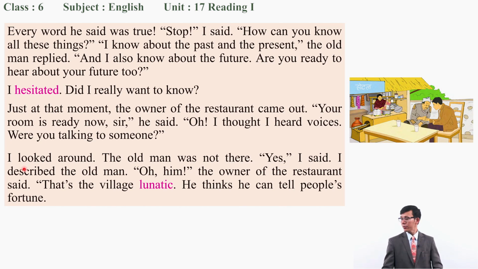I looked around, yes, like this. I looked around. The old man was not there. Look, another surprising thing was that when he was talking with the hotel owner, the old man was no more there. "Yes," I said. I described the old man. "Oh, him?" the owner of the restaurant said. "That's a village lunatic." Okay, lunatic, a mad person. "He thinks he can tell people's fortune."